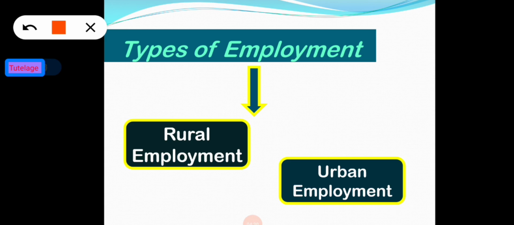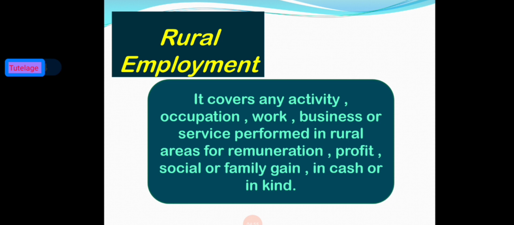So here we can see the types of employment are of two types. The first one is rural employment and the second one is urban employment. Now going to the basic idea about rural employment. Okay, so now going to the next slide.